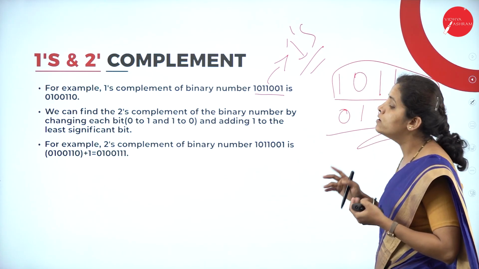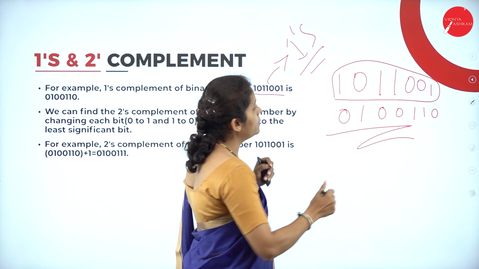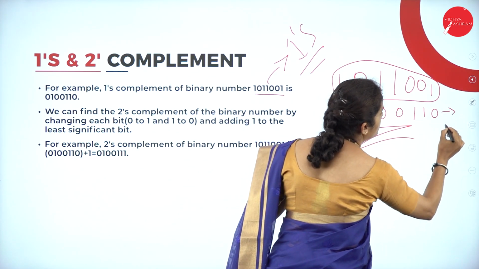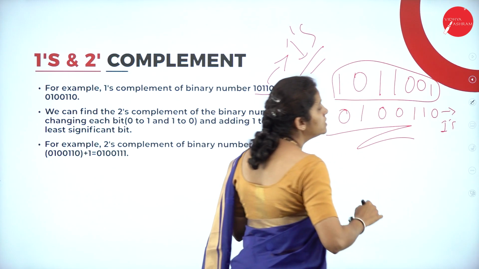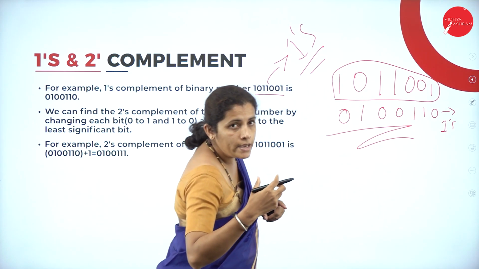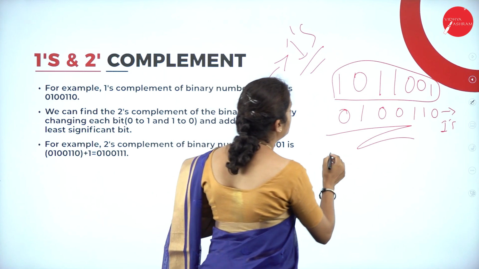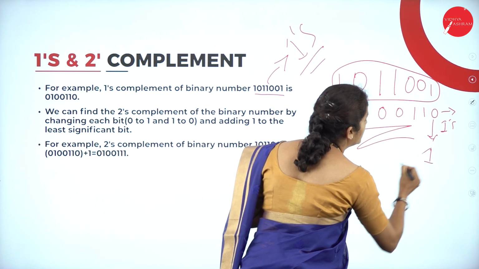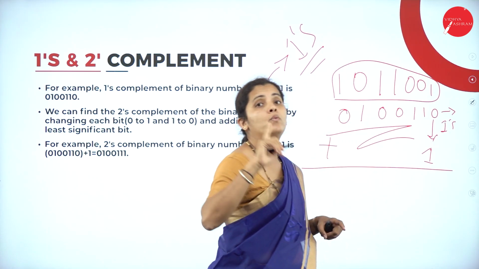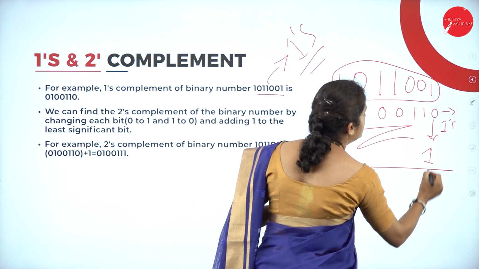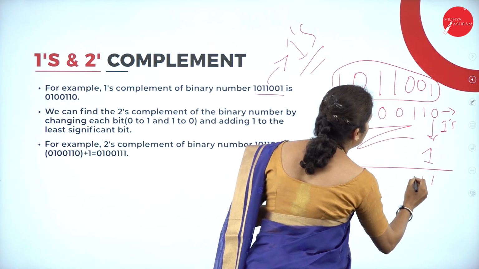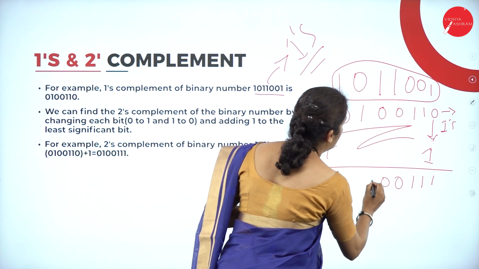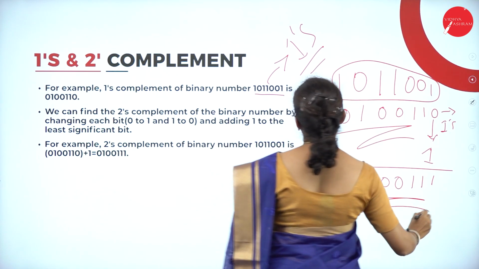What I want to do? First I want to take the ones complement. This is my ones complement. Now to find the two's complement, what I want to add? I want to add 1 here. I want to add only 1. So it is 1, 1, 1, 0, 0, 1, 0. So this is my sum.